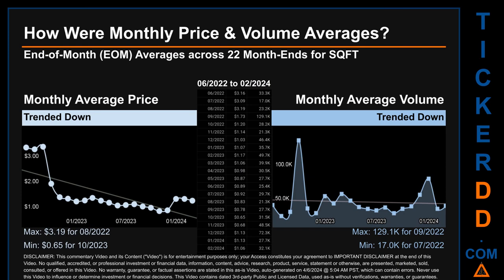How were price and volume averages for SQFT? Across 447 trading days, there were a total of 22 month ends, of which monthly averages for daily price and volume were calculated. Overall, monthly price average trended down while monthly volume average trended down. The maximum end-of-month average price was $3.19 for 08/2022 while the minimum was 65 cents for 10/2023. Looking at volume, 09/2022 and 07/2022 respectively saw the highest and lowest monthly average volume at 129.1 thousand and 17 thousand.